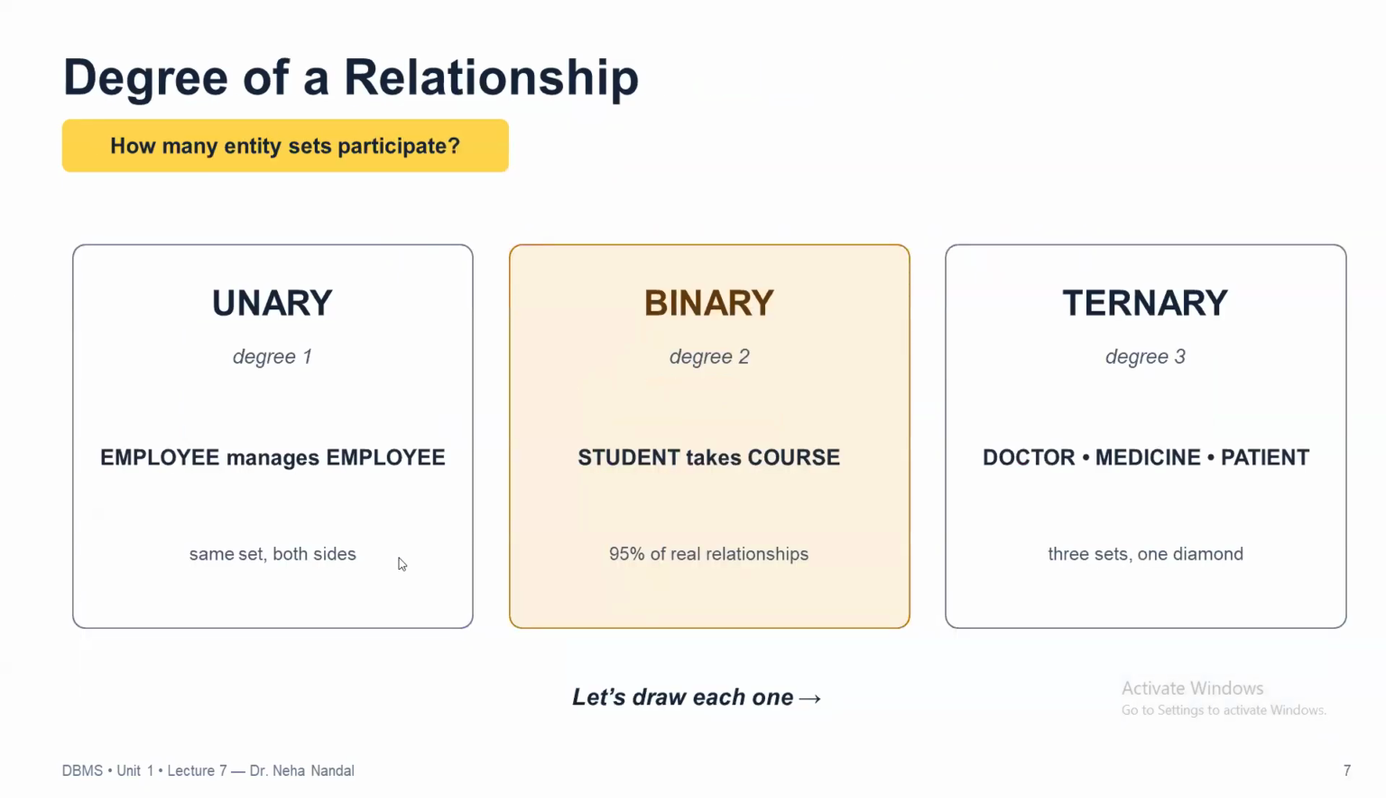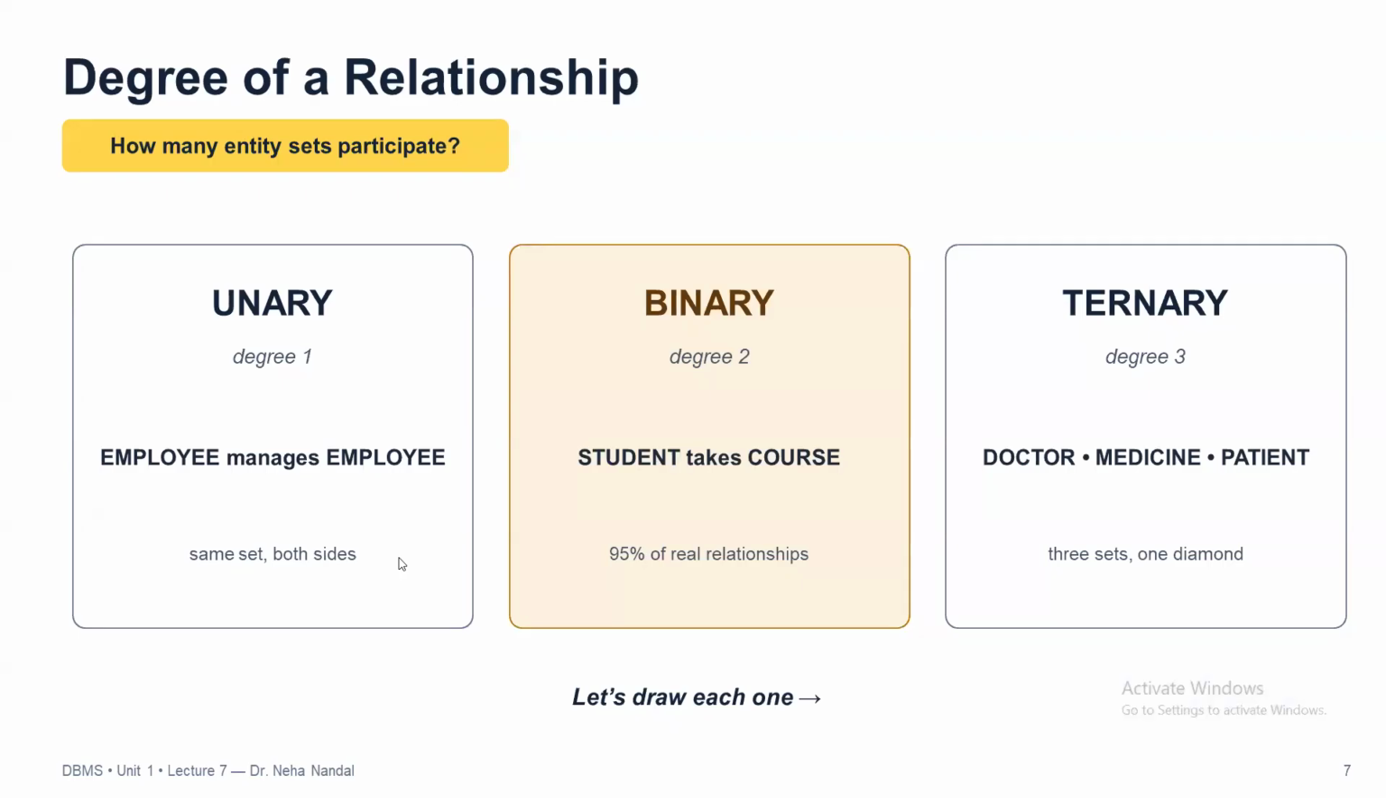Our next main portion about relationships is the degree of relationships. How do we represent these relationships? There are different ways. First one is unary, second one is binary, third one is ternary. Degree 1, degree 2, and degree 3. Okay, we will see them one by one.